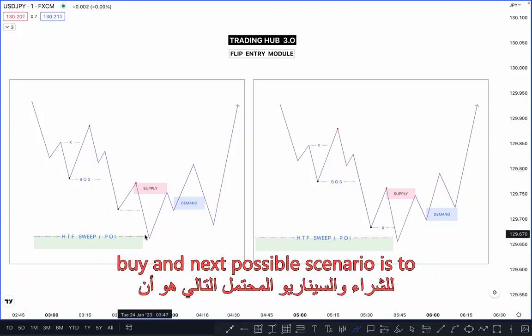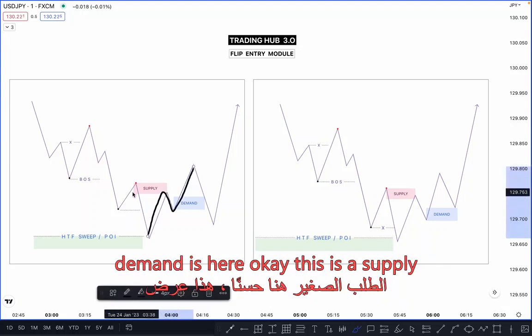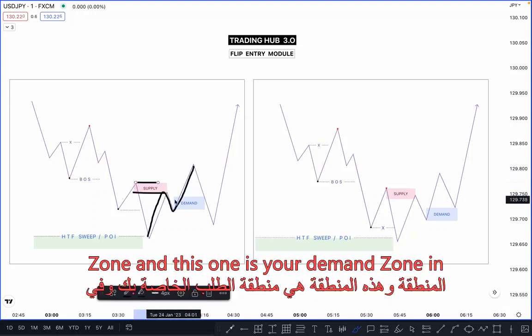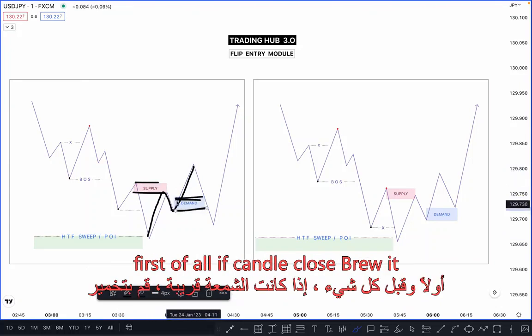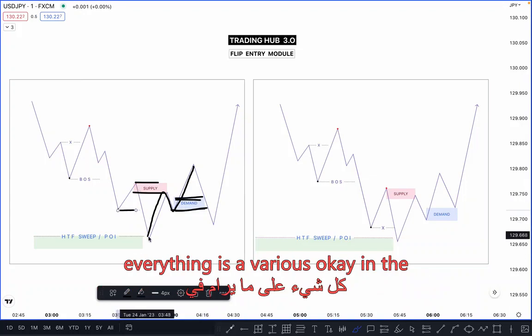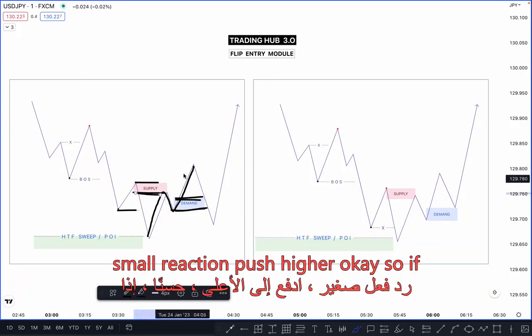The next possible scenario happens when the market creates this small demand here. This is a supply zone and this one is your demand zone, in which case you can buy here. First of all, if a candle closes below it, everything is bearish in the lower time frame, and then it turns into bullish. The first reaction is here, a small reaction, pushing higher.